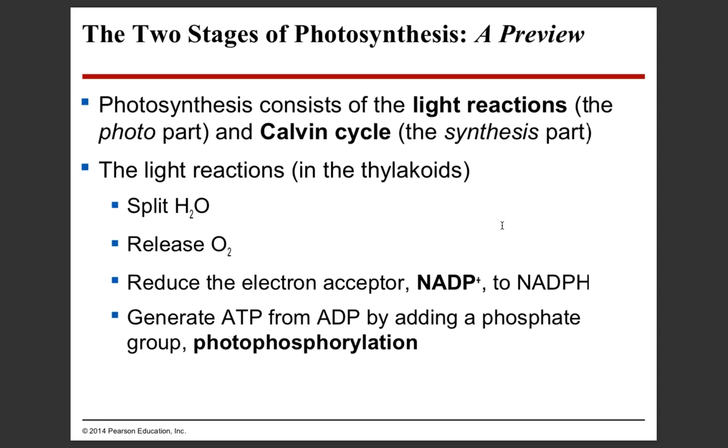A two-stage process here. This is a preview, a bird's eye view. We're starting big screen and we're going to zoom all the way in and focus on just one reaction at a time in a second. Photosynthesis consists of our light reactions, the photo part of photosynthesis, using light to make something. Then the Calvin cycle is the synthesis part where we're creating, combining carbon with other molecules to create our G3Ps, which will eventually turn into glucose.